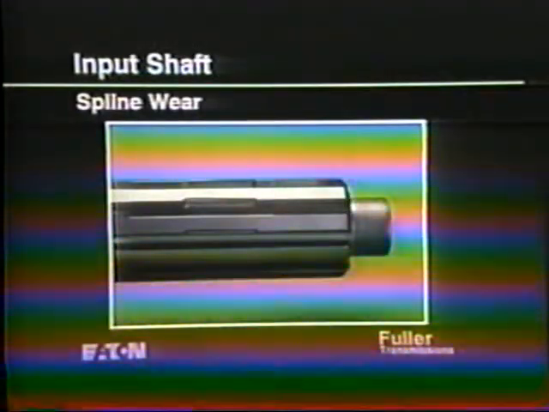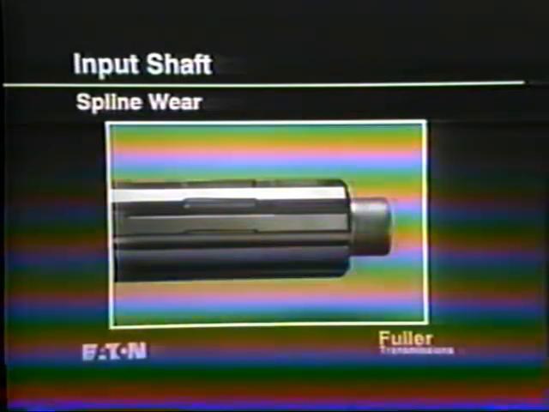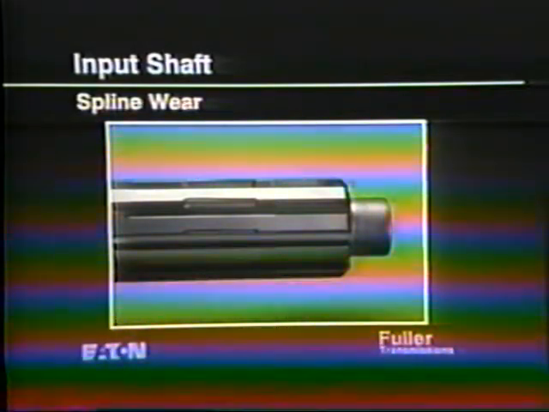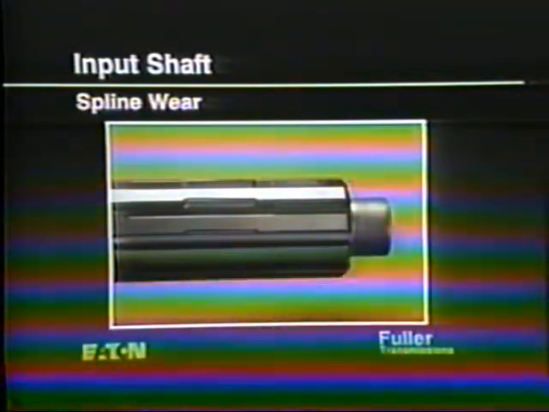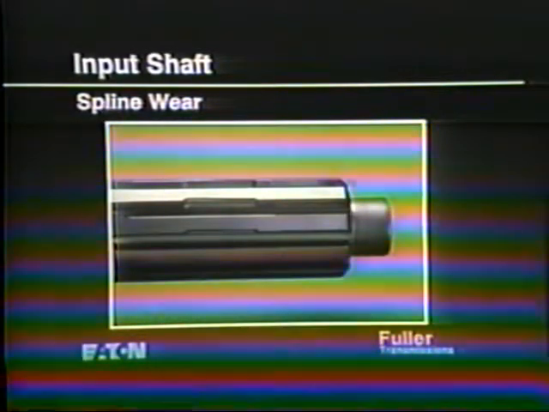The indentations on this input shaft may look normal for a high-mileage vehicle, but if found at low mileage, it could indicate a misaligned clutch or flywheel housing, loose clutch housing cap screws, or improperly adjusted transmission rear supports.